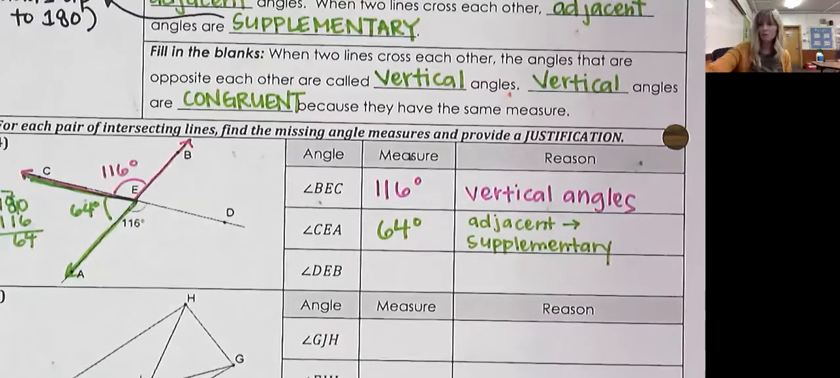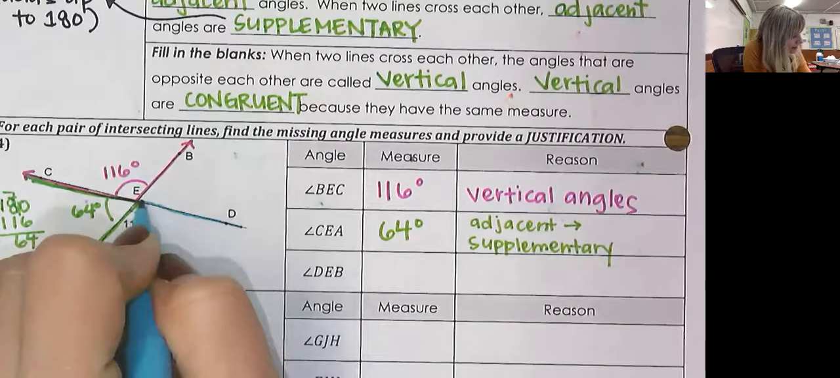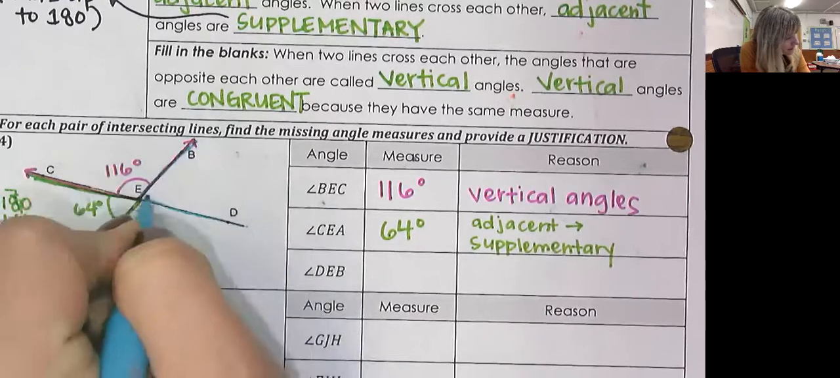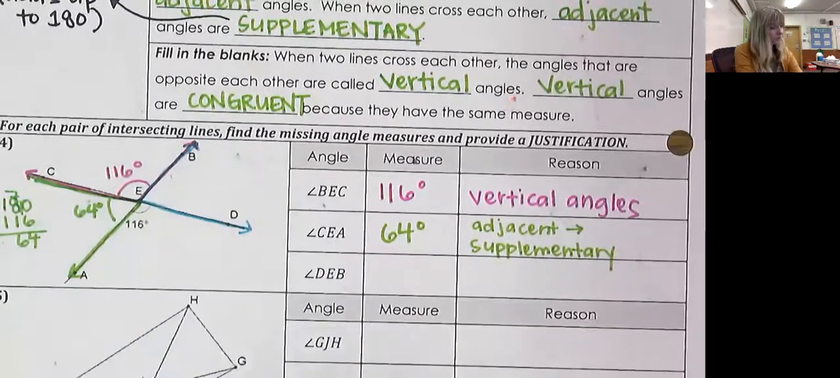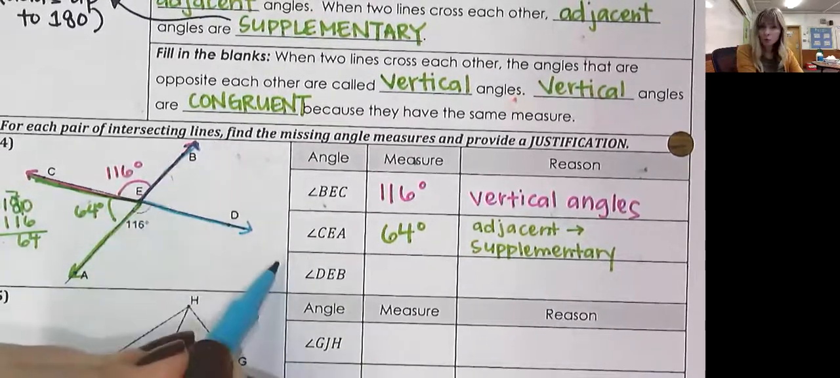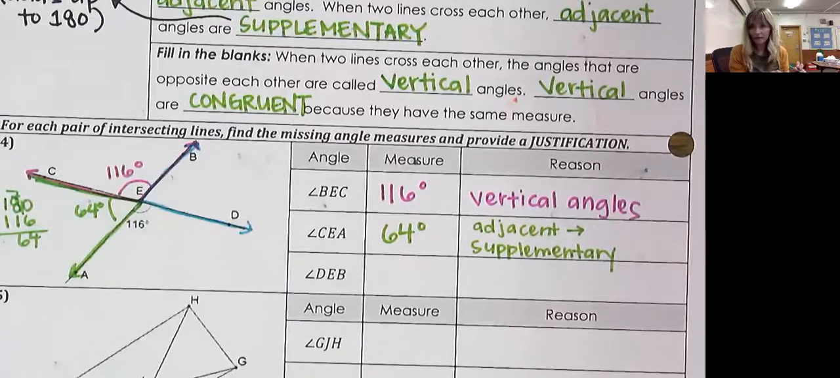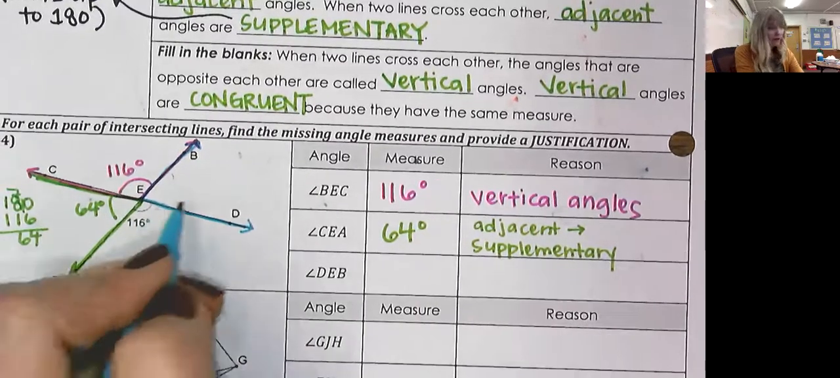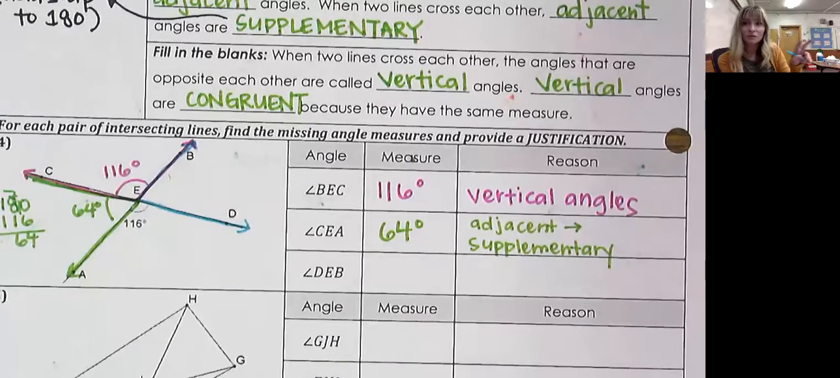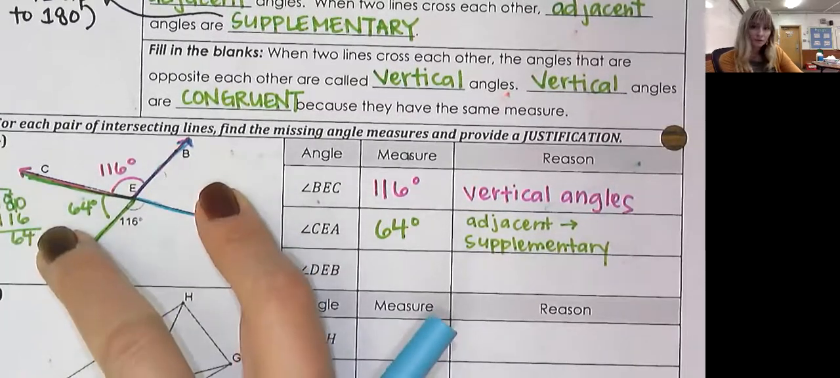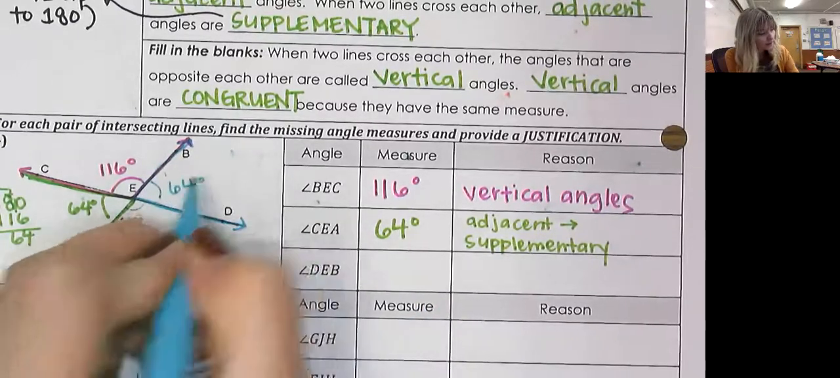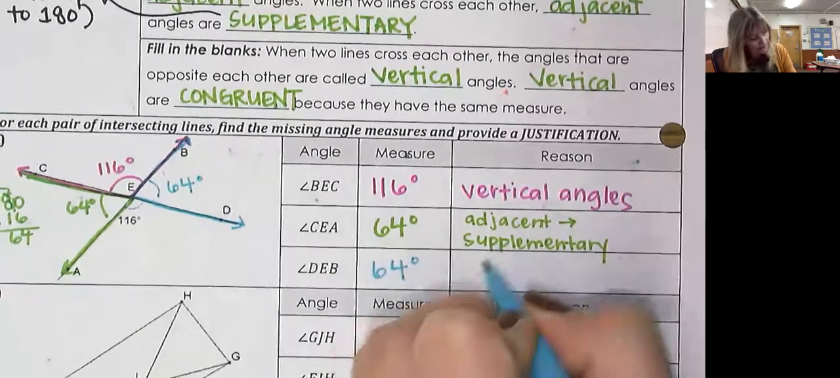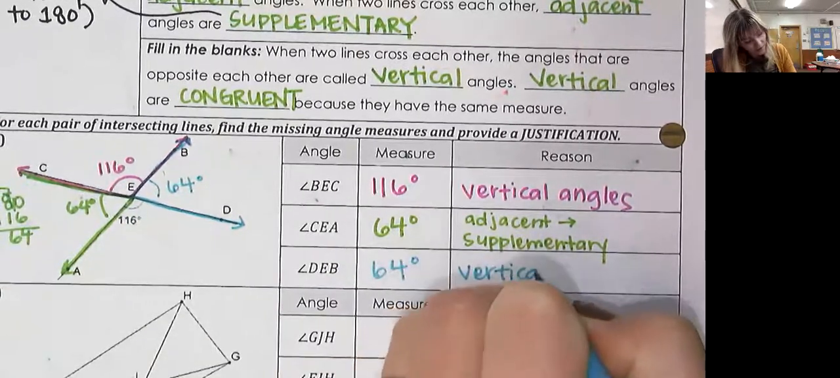Okay, I'm going to change colors one more time. And I'm going to find D, E, B. Now, you may notice that this green line that I just traced was already pink. You might also notice, do you see how the green and the blue only share a vertex? Do you see that? I don't have any lines right now that are traced in blue and green. So that means these 2 only share a vertex. That means they are vertical, which means they are congruent. So this one's also 64 degrees, and I used vertical angles to find that.